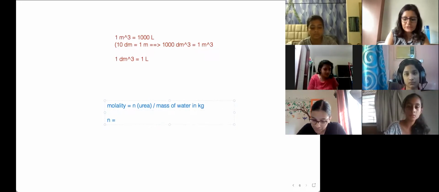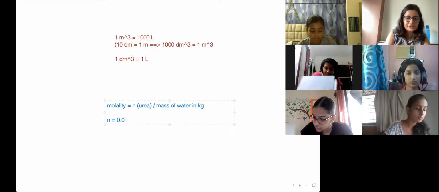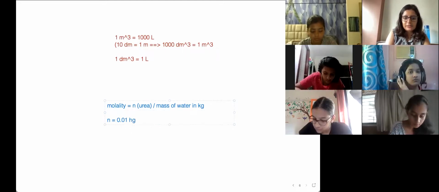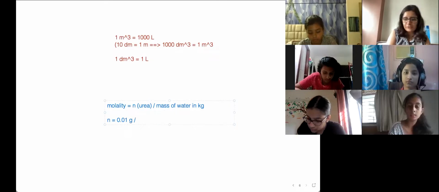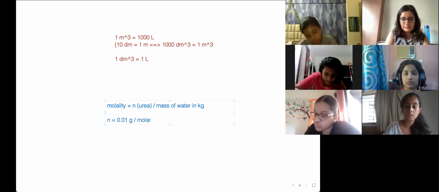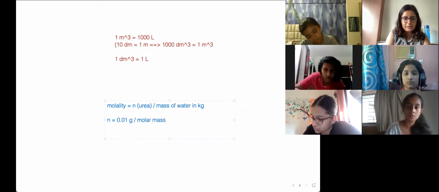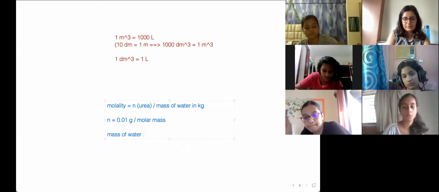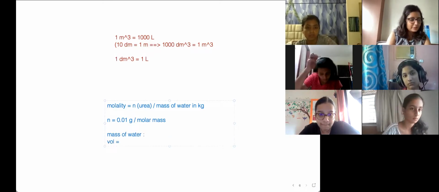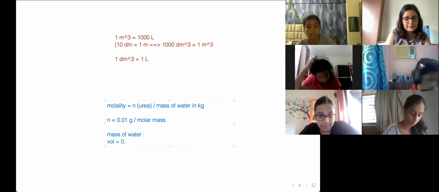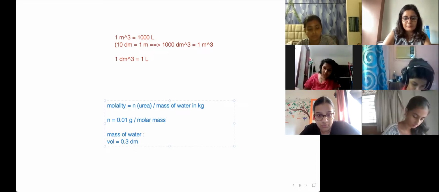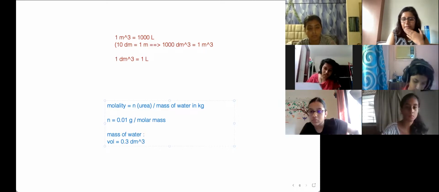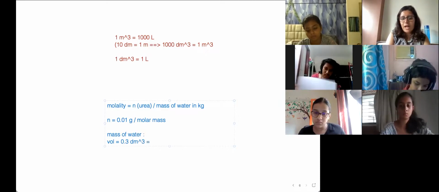Yeah, you're given mass already here: 0.01 grams divided by, figure out the molar mass. 60. Divided. Now, mass of water के लिए. So you're given volume of water equal to 0.3 dm cube, which will be equal to how many liters?